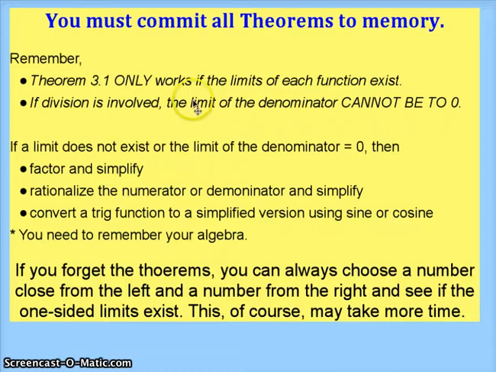So, what happens if the limits don't exist or the limit of the denominator is 0? And this is where you're going to have to remember your algebra, right? You might have to factor or rationalize a numerator or denominator, convert some trig functions if you have cotangent or secant. How do you simplify that to be in the form of sine or cosine?